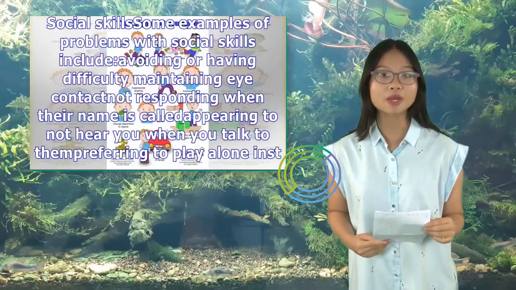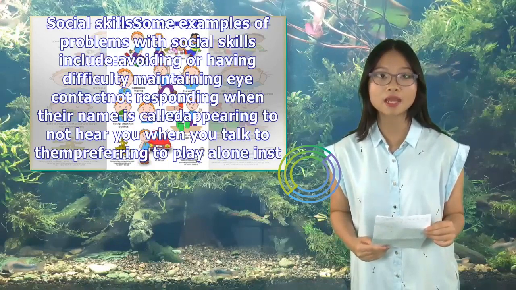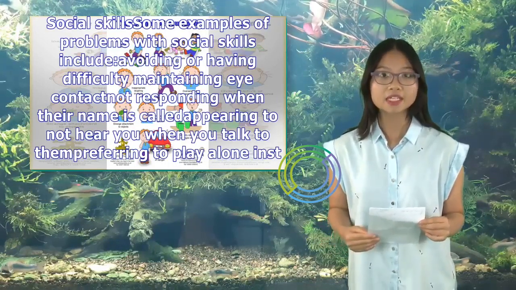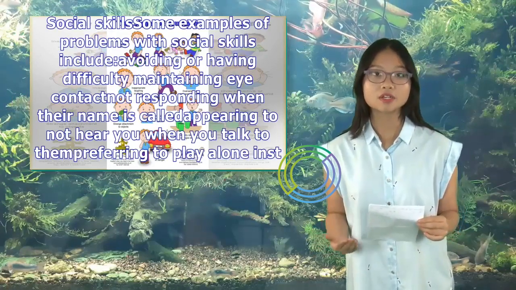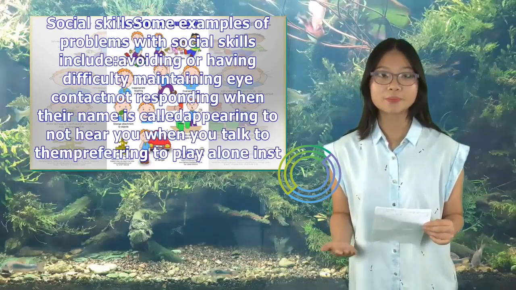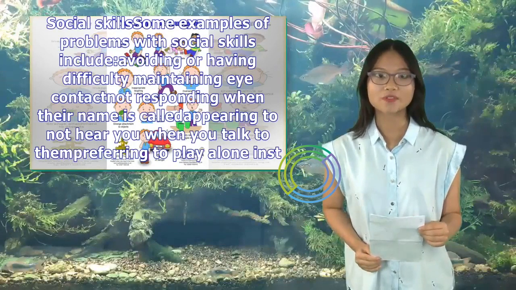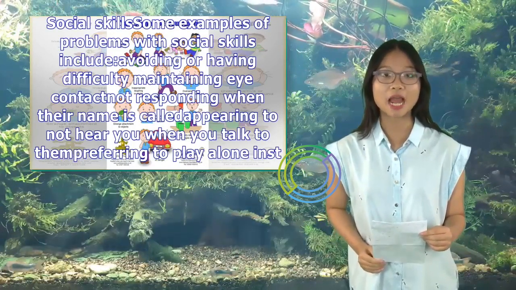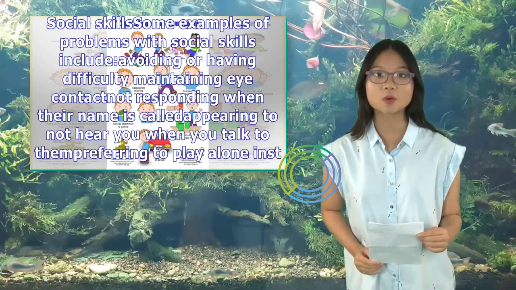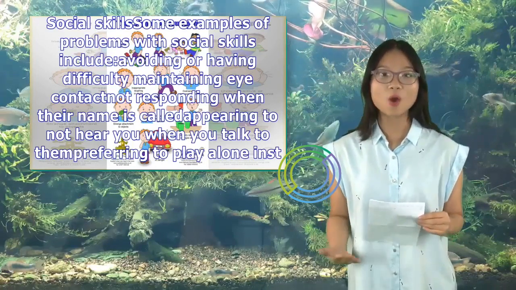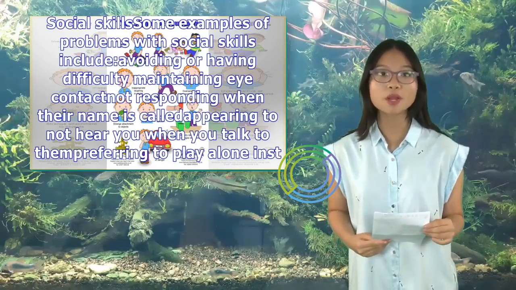Social skills. Some examples of problems with social skills include avoiding or having difficulty maintaining eye contact, not responding when their name is called, appearing to not hear you when you talk to them, preferring to play alone instead of with others, appearing not to share interests with others, avoiding physical contact, such as being held or cuddled, having a flat facial expression, having difficulty expressing their own feelings or understanding the feelings of others.